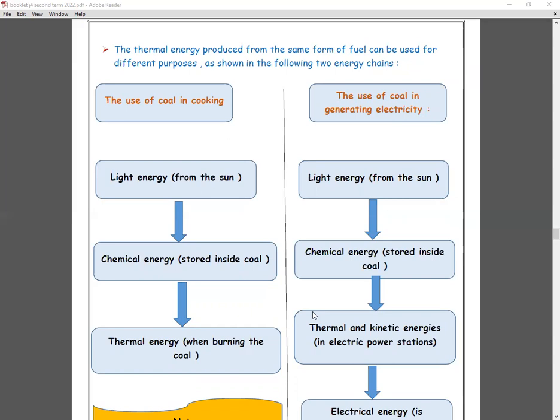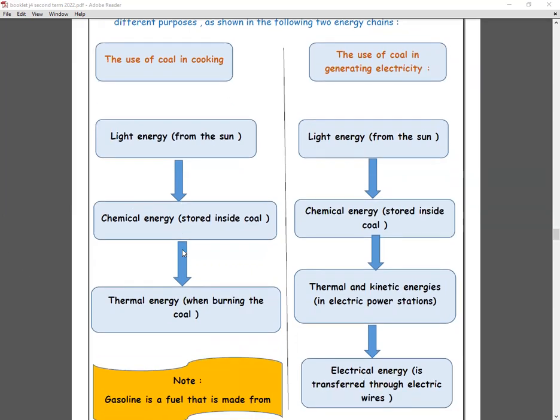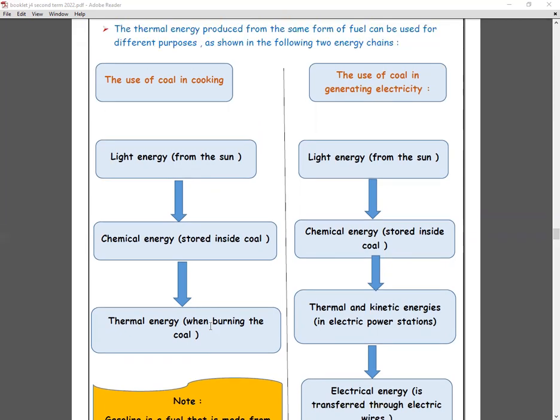So now we have the chemical energy stored inside the coal, like what happened before inside the green plants. After that, we burn the coal. Burning the coal produces thermal energy. Now we have thermal energy that can be used for cooking. So now we have set the energy chain for the use of coal in cooking.